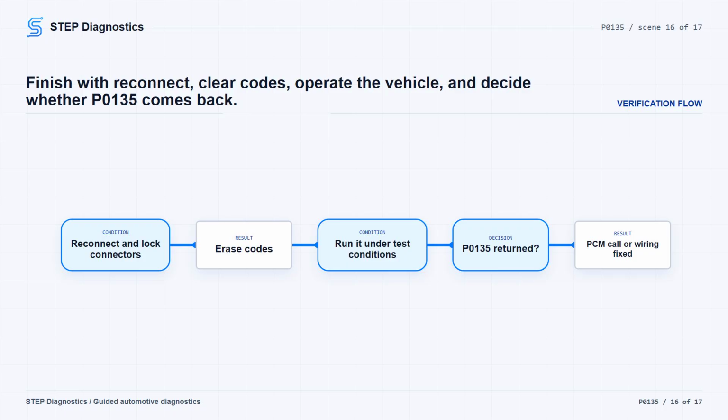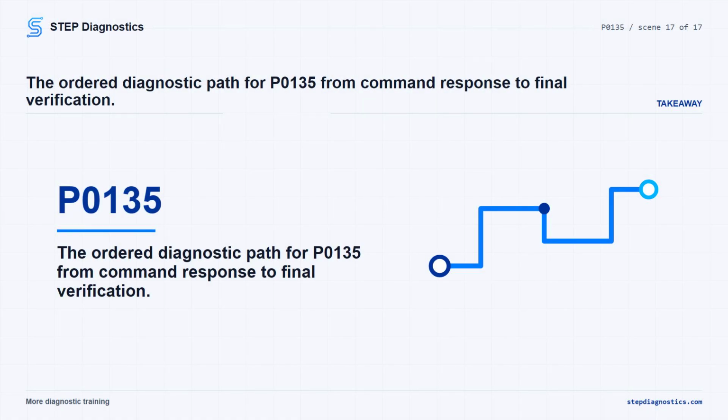The clean way through P0135 is to prove the heater command response first, then check for related heater circuit faults, verify the heater element against temperature, load test the ground and control circuits, and only then make the call on connection repairs or PCM action.